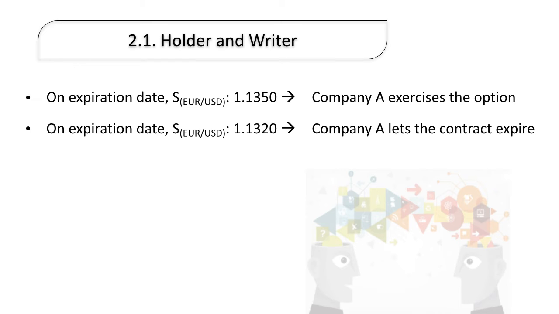Conversely, suppose the market price of euro on that day is $1.1320. Carrying out the contract means the company will buy euro at $1.1340 from the bank. If not, she could buy euro at $1.1320 on the market. That means buying on the market is more beneficial than buying from the bank as the option contract. Hence, the company will not exercise the contract.